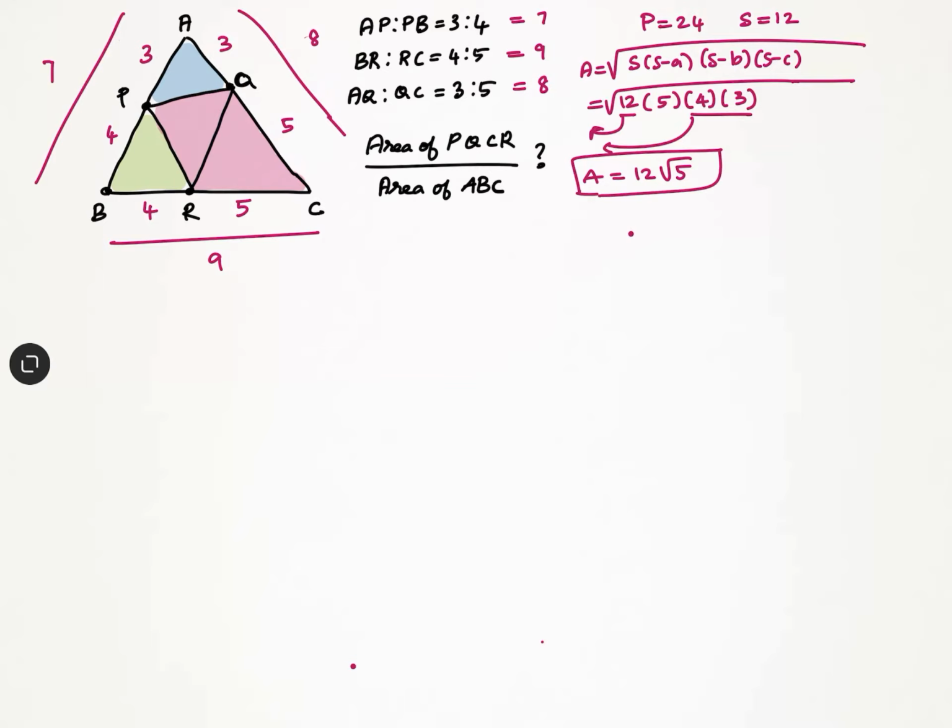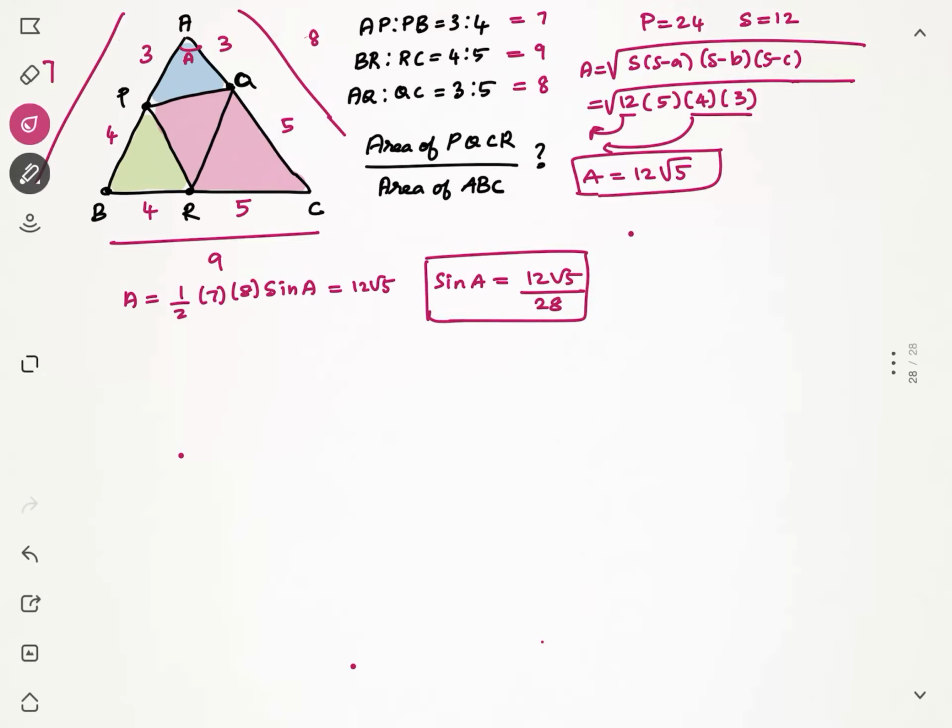Now let me try to find what is this angle A. Area of the triangle can also be said as half into one side into another side into sine of angle between those two sides. Let's call that angle as angle A. This is also equal to 12 root 5. Therefore my sine A is given by 12 root 5 divided by 28.